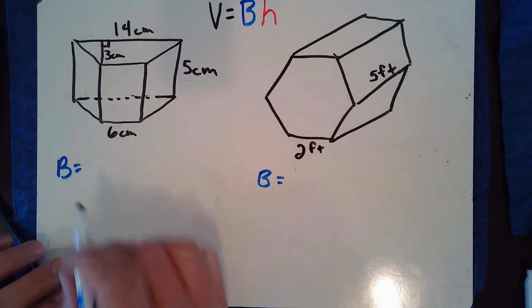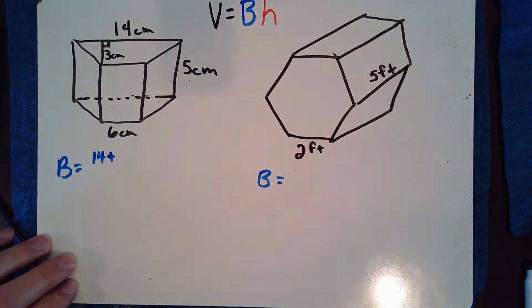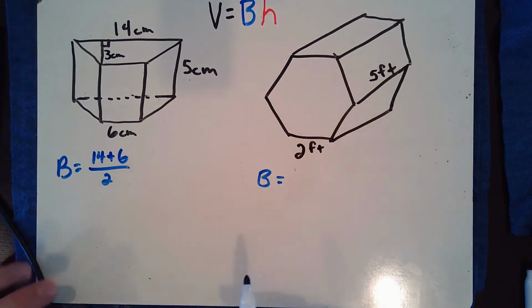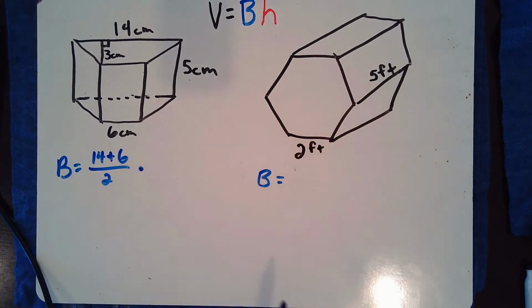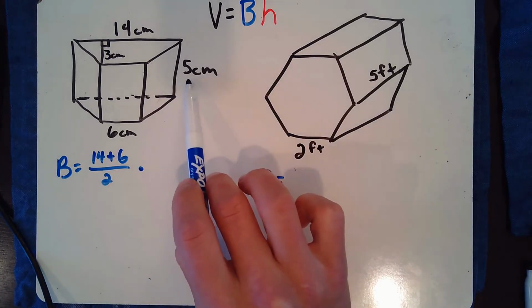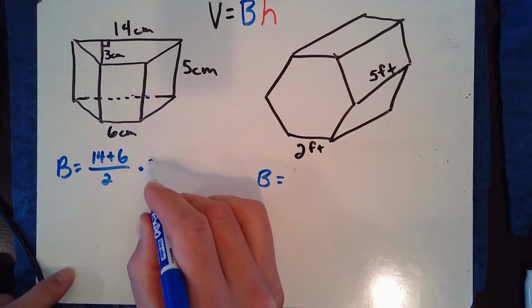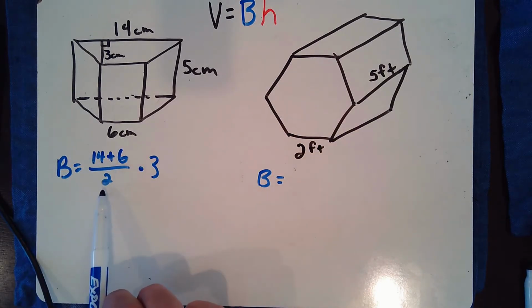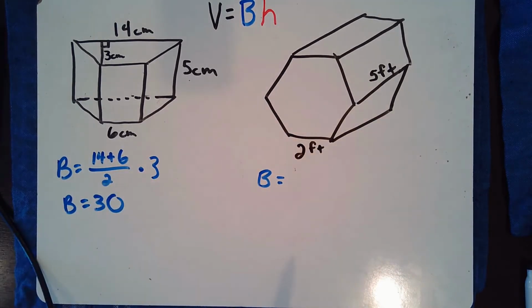The area of a trapezoid is base 1, which is 14, plus base 2, which is 6, divided by 2. That's the average of the two bases, times the height. Now keep in mind, it's not the height of the prism, it's the height of the trapezoid, so it's 3. And 14 plus 6 is 20, divided by 2 is 10, times 3. Base area is 30. Great.